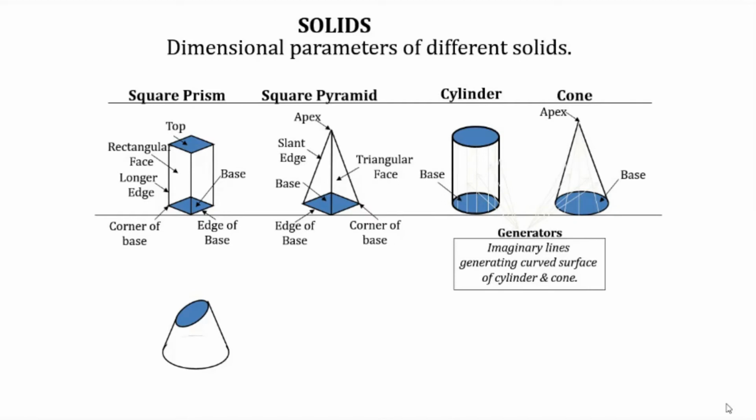So in all these cases that we have discussed, the axis is perpendicular to the base. There are some solids in which the axis is not perpendicular to the base. They are oblique solids. We are not considering those types of solids in our study, so we are omitting them.